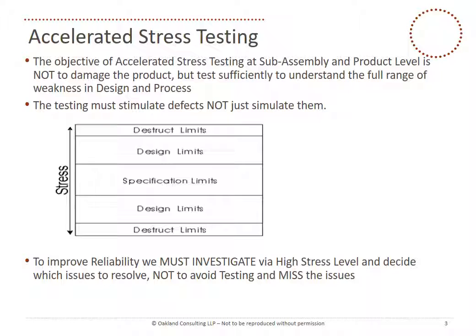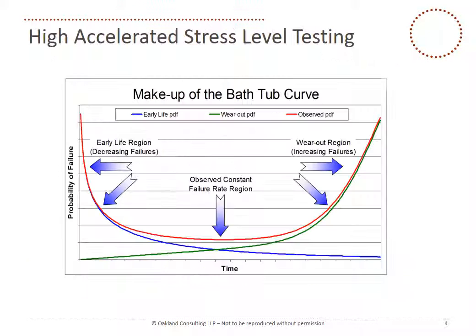Now, we all know accelerated stress testing, we've said it before. The objective of testing at subassembly and product level is not to damage our product, but to take our product out beyond the specification limits, as far into the design limits as you can without destructing. It allows us to investigate via high stress level, decide which issues to resolve, and move forward, stimulating defects. That's our overall objective. We know the bathtub curve is very common in both electromechanical and electronics.